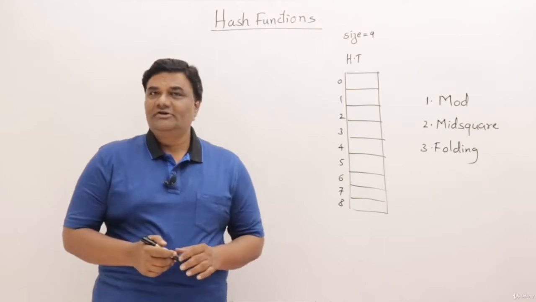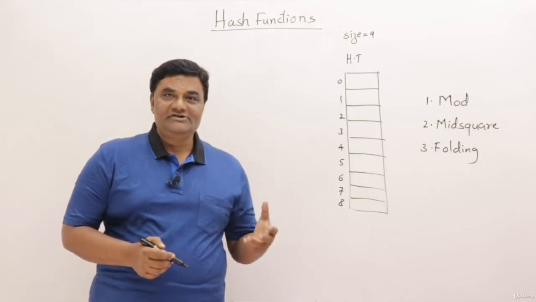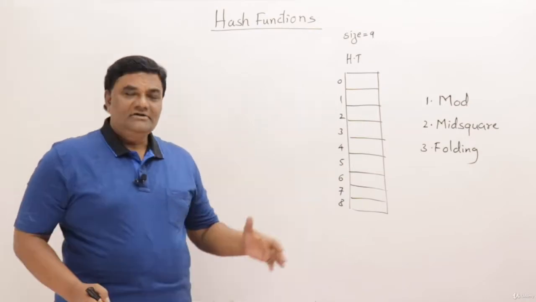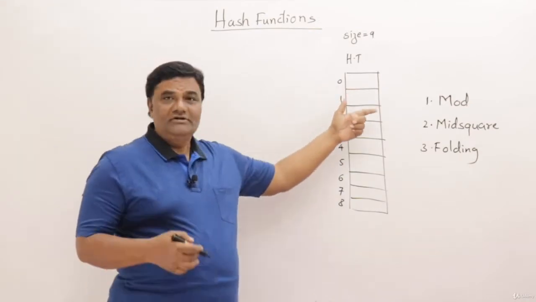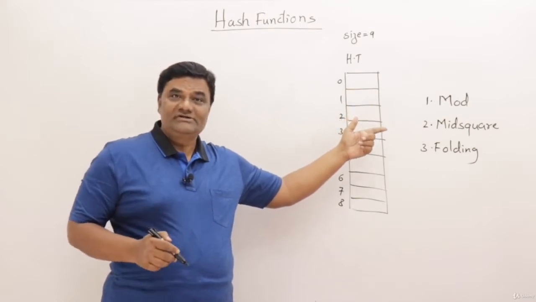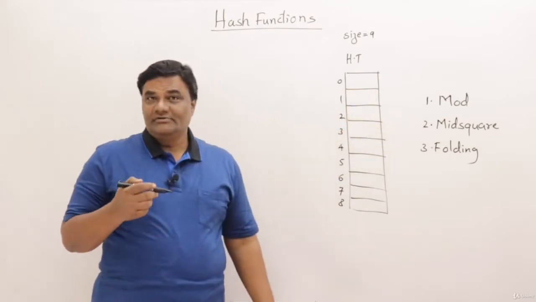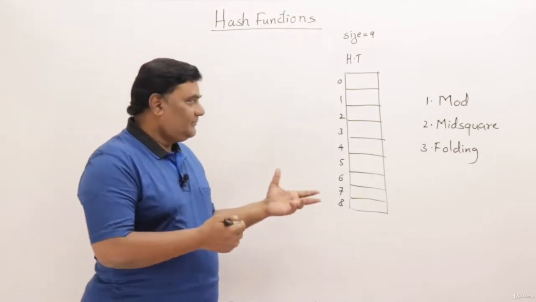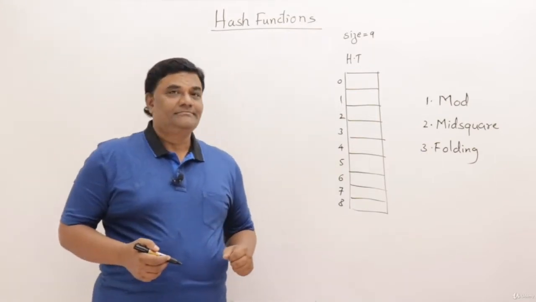In this video lecture, we will talk about different hashing functions. Few suggested hashing functions we will look at. The different ideas for hashing functions are the modulus hash function, which we have already used, and next is the mid-square hash function and the folding hash function. So I'll explain about those hash functions.